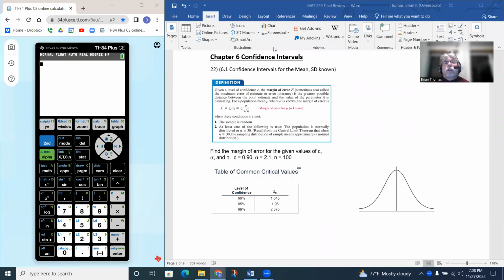So chapter 6, get into confidence intervals. This is question 22. Question 22, what we're trying to do is find the margin of error for the given values of c, sigma, and n, where the confidence level is 0.90 or 90%. The standard deviation is 2.1 and the sample size is 100.